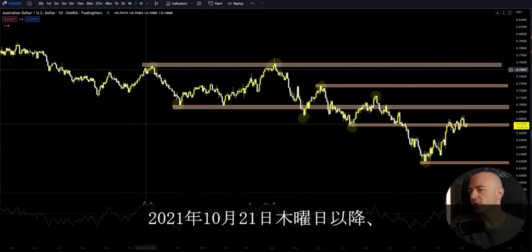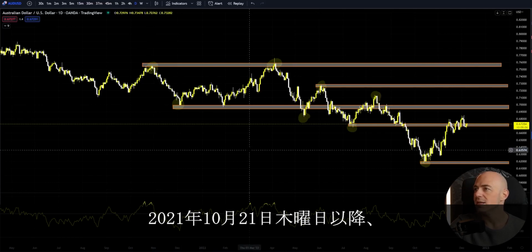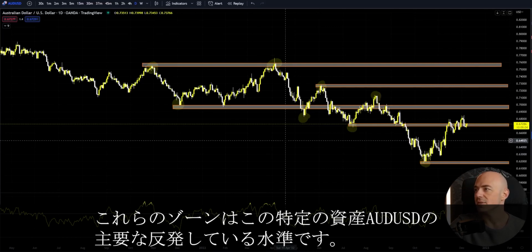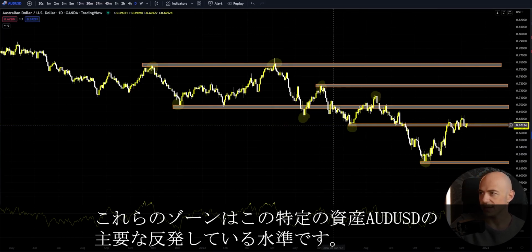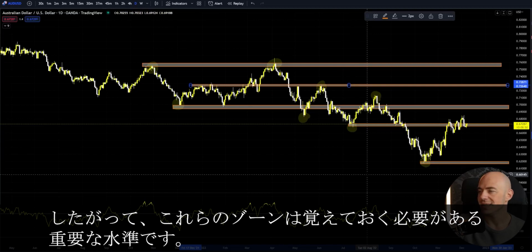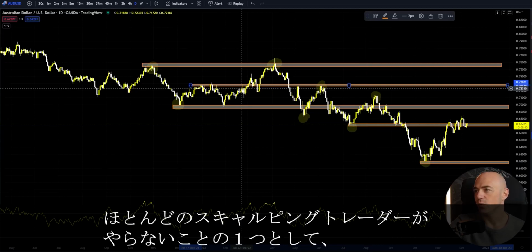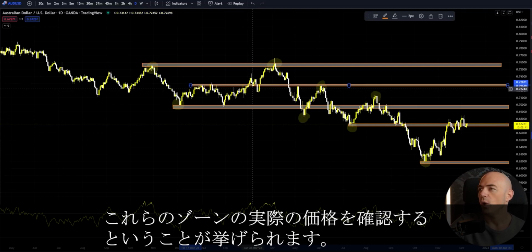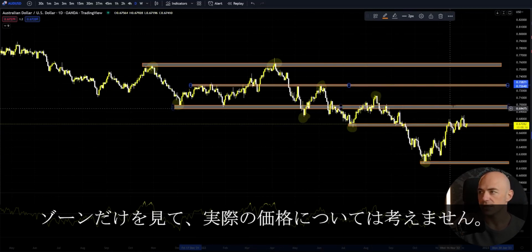So since Thursday, the 21st of October, 2021, these are the key levels for this specific asset, Australian dollar, US dollar. Even if I drag this one out, you can see it did it right there. So these are the key levels that you need to keep in mind. The one thing that scalping traders do not do is look at what the actual price in these zones is. They just look at the zones and not think about the actual price.